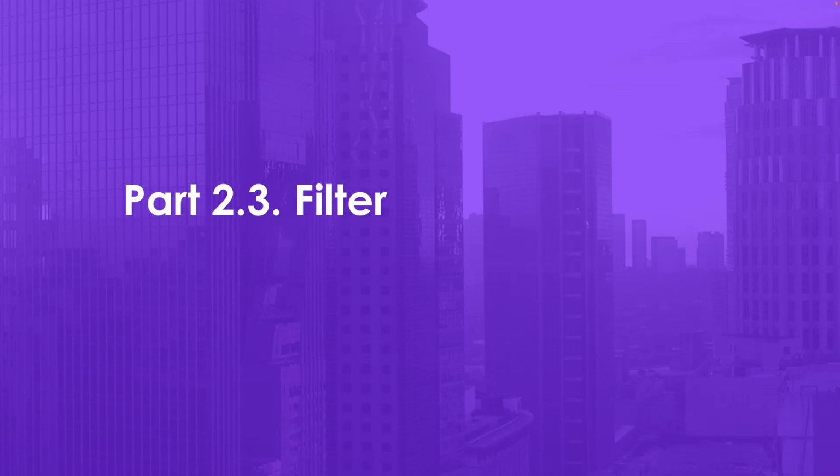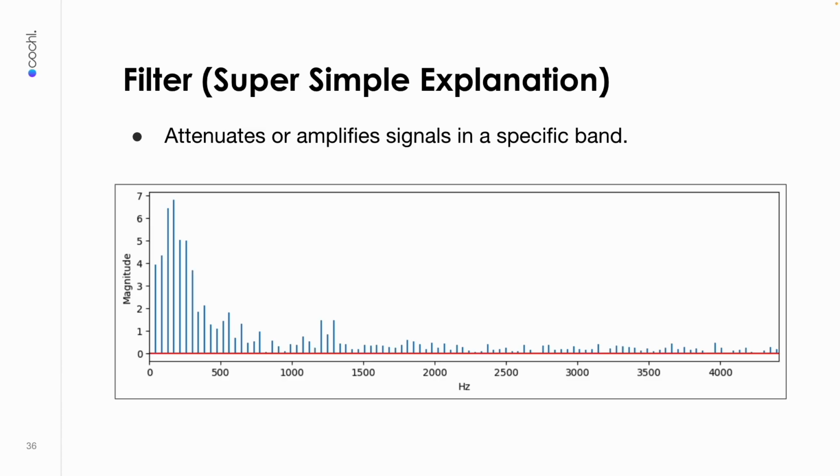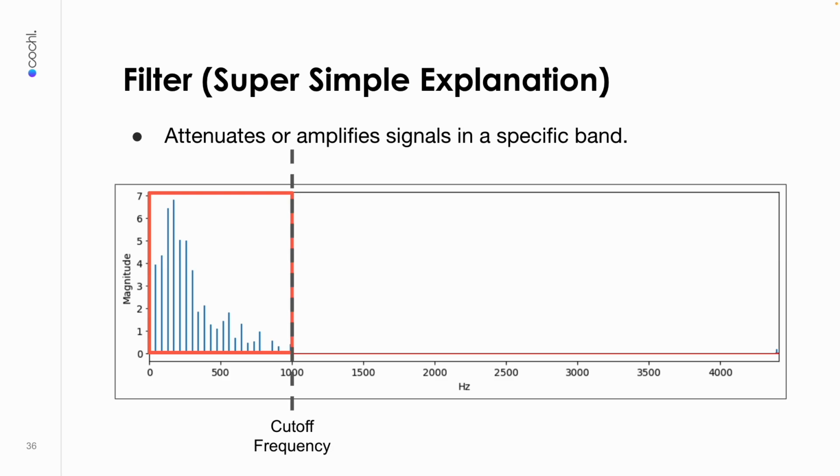Next, I will explain very briefly about filters in the frequency domain. Let's assume we have a spectrum that looks like this. Here, if we are only interested in the frequency range below 1000 Hz, we can eliminate the frequency components in the range above that. It literally filters out sounds outside the frequency band of interest. The threshold frequency that defines this boundary is called the cutoff frequency.